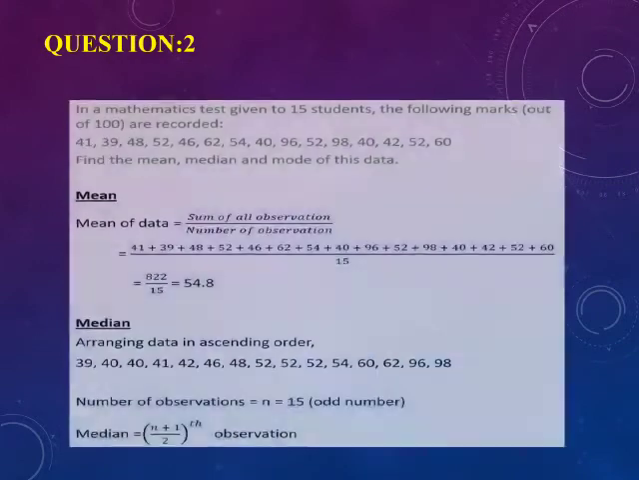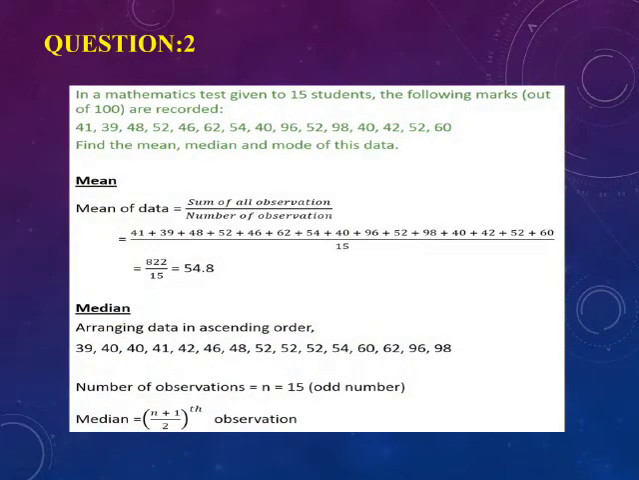Second question. In a mathematics test given to 15 students, the following marks out of 100 are recorded: 41, 39, 48, 52, 46, 62, 54, 40, 96, 52, 98, 40, 42, 52, 60. We have to find out the mean, median and mode of this given data.